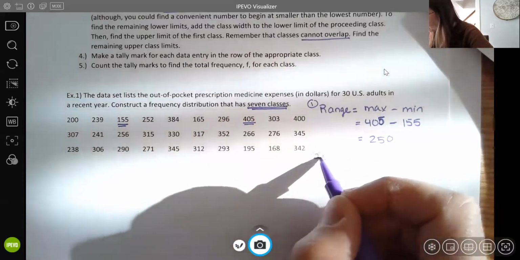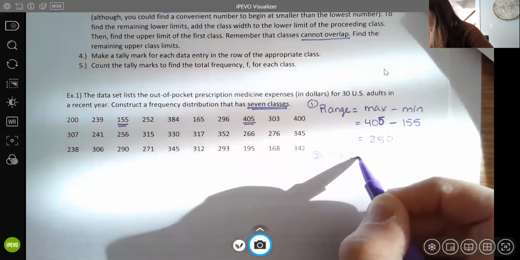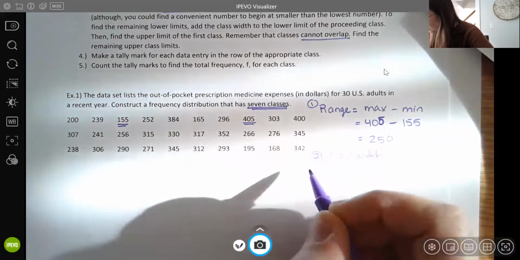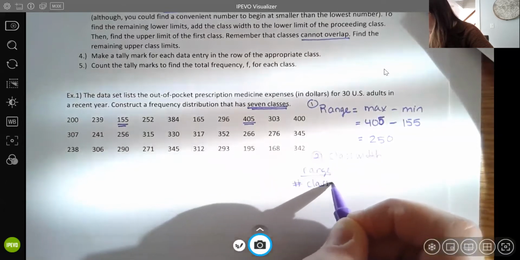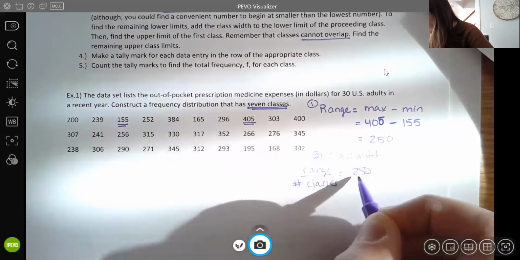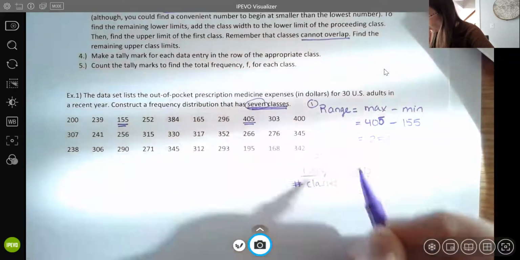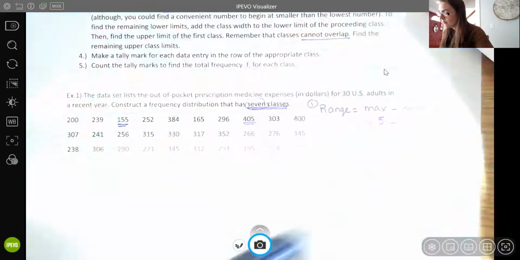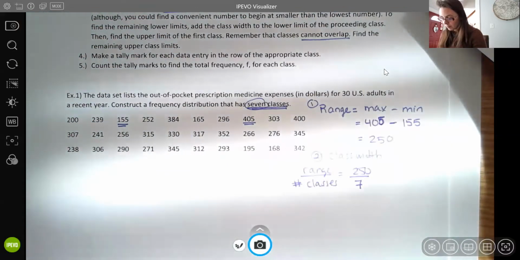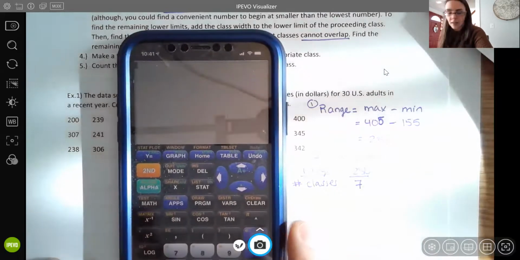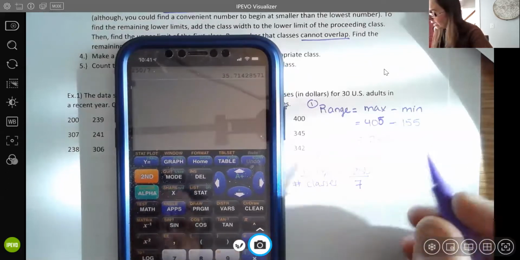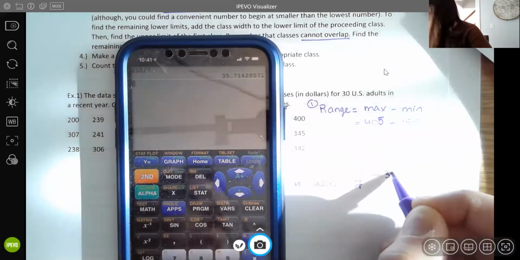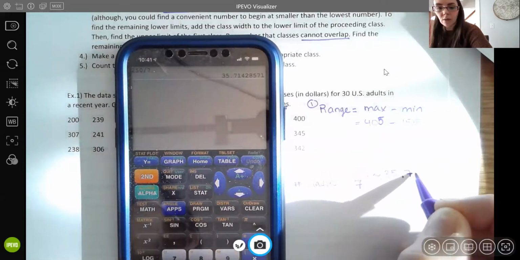So once I have my range, I'm going to find my class width. So I take my range and I divide it by the number of classes that I want. So my range here is 250, and my number of classes, we're told to use 7. Bring my calculator up here. Okay. So I'm just going to go ahead and type that 250 divided by 7 into my calculator, and I get about 35.71.